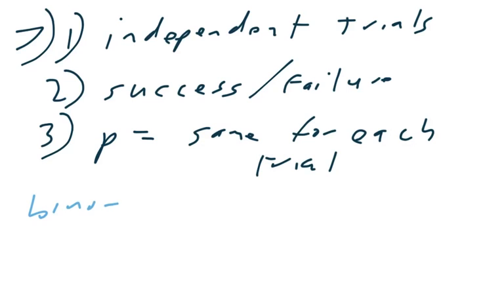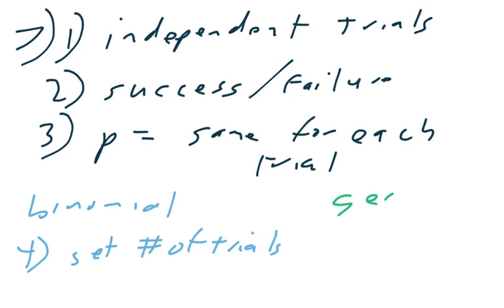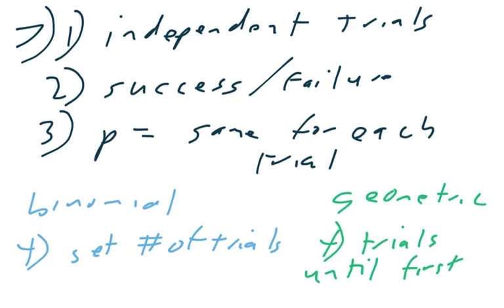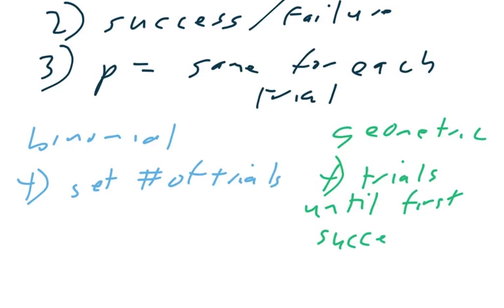For the binomial, we have a set number of trials. For the geometric, we have trials until first success. And that's it for problem number 7. So the first 3 go for both, and then the fourth one is different for each one.